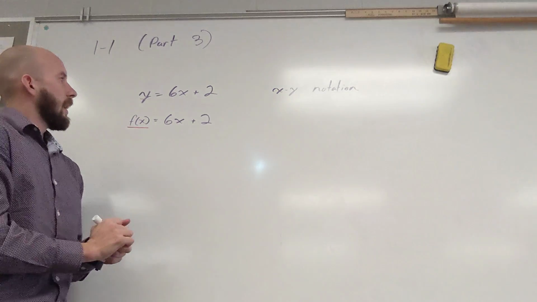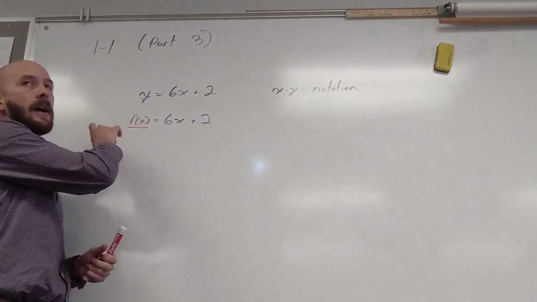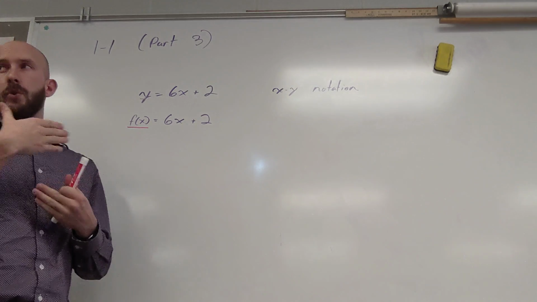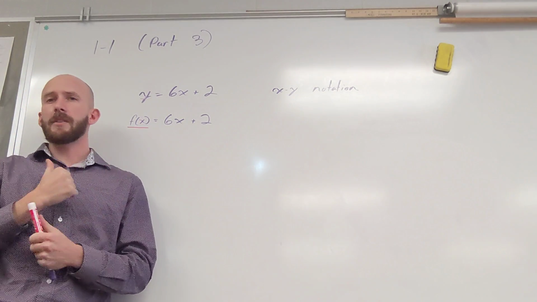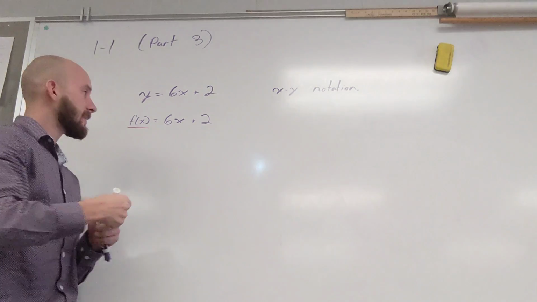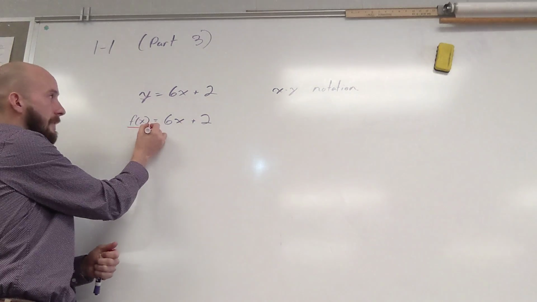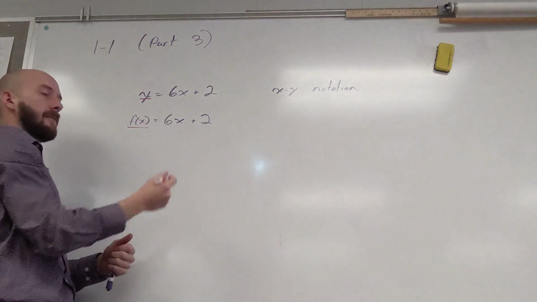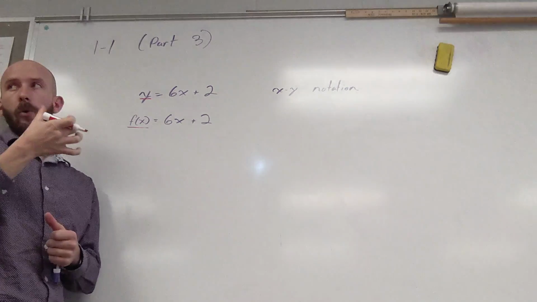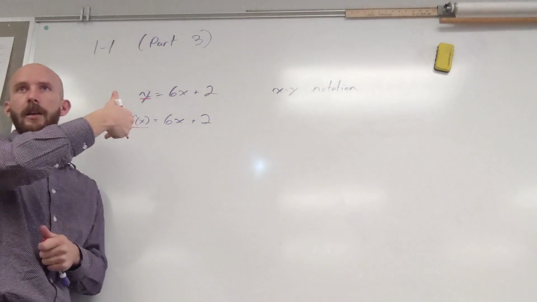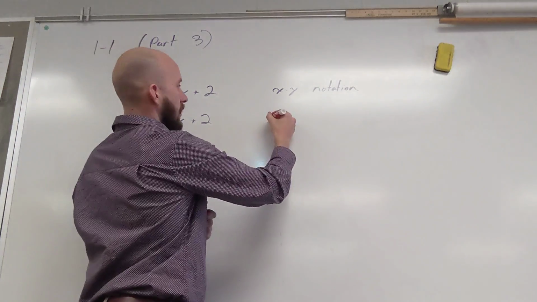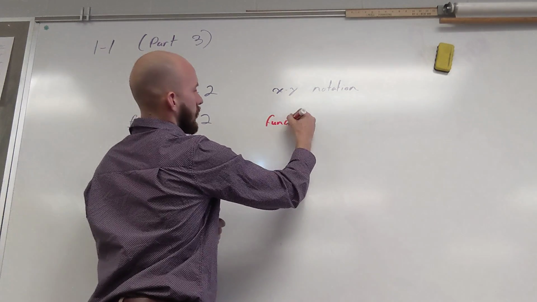Now, this is not two separate things. The parentheses don't mean multiplication there. This is always going to be one chunk. This entire thing, the f of x, is like the y. That whole f of x part is like what the y used to be. So this is our function notation.